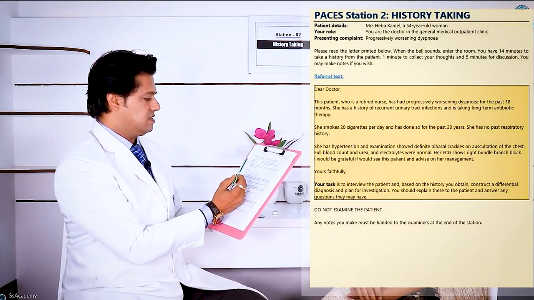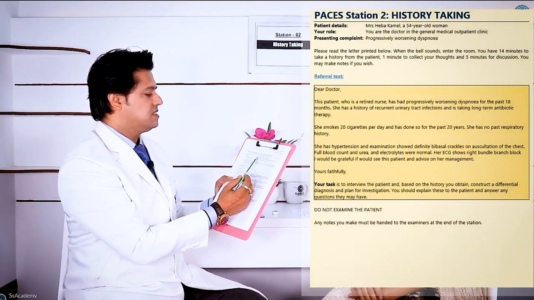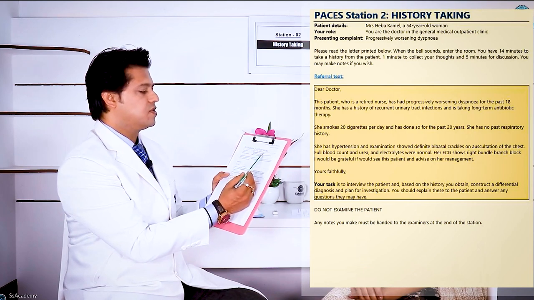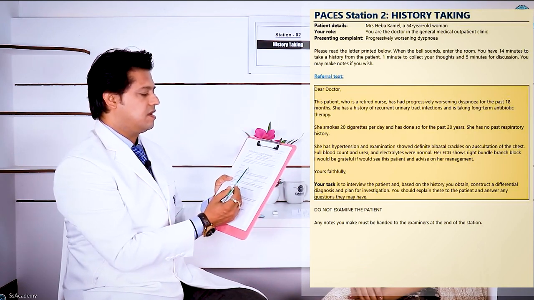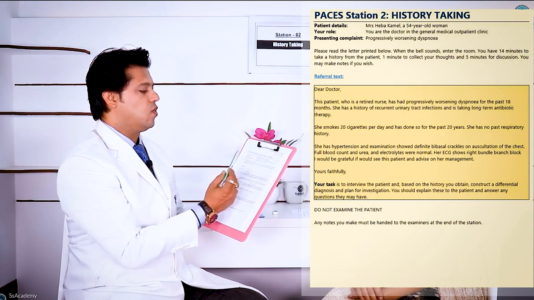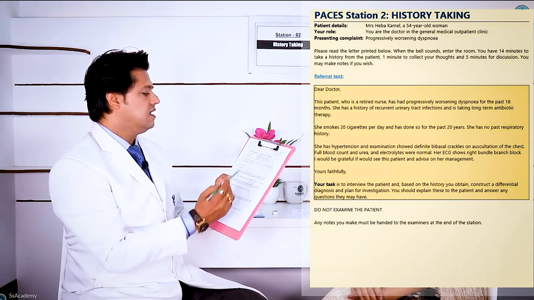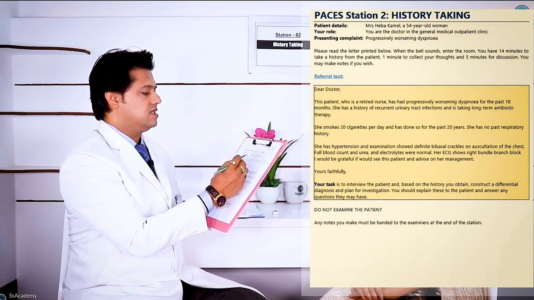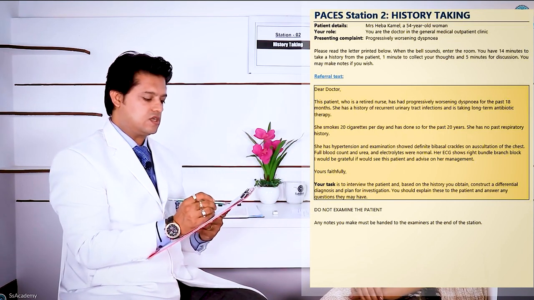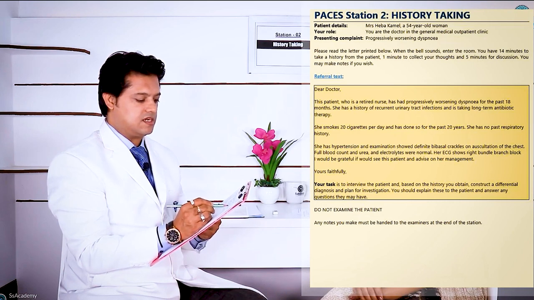What you need to do is go through the scenario, like the scenario here, the patient details: Mrs. Heva Kamel, a 54-year-old woman. You see that I just made the circle. Next, your role: you are the doctor, so circle the doctor in the general medical outpatient clinic.